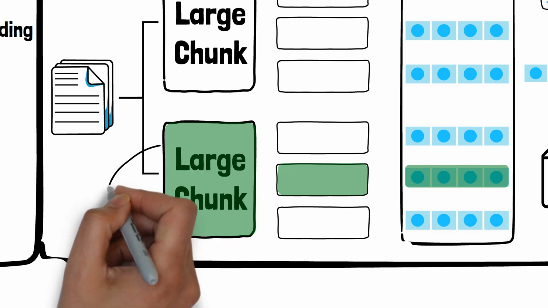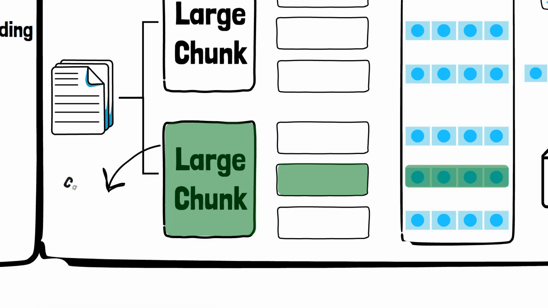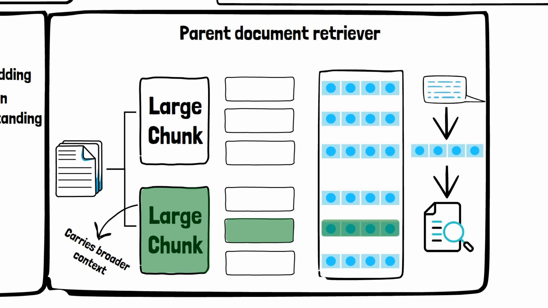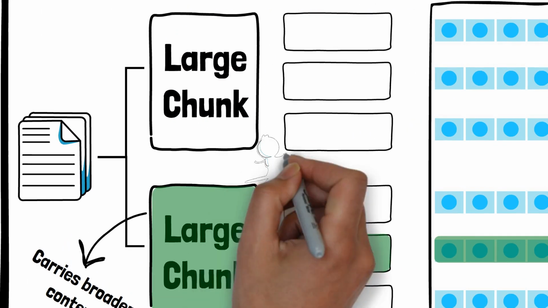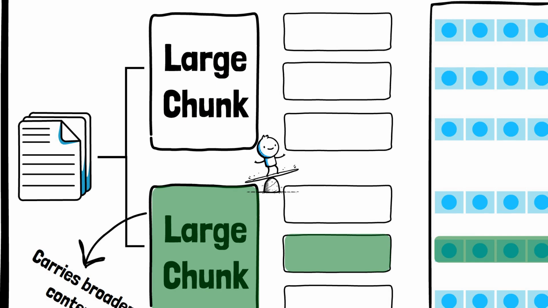By doing this, it reintroduces the broader context that might have been lost when the document was initially split into smaller chunks. In essence, parent document retrieval is like having the best of both worlds. It uses the precision of small, well-embedded chunks to locate relevant information efficiently. Then it draws on the broader context of the parent documents to ensure that the information is well understood in its full context.